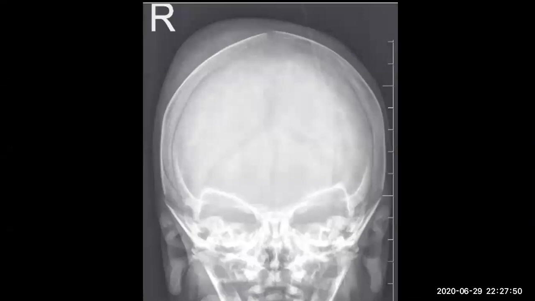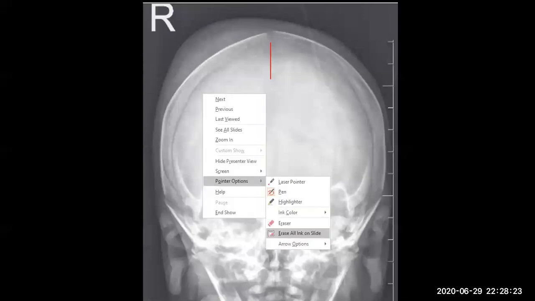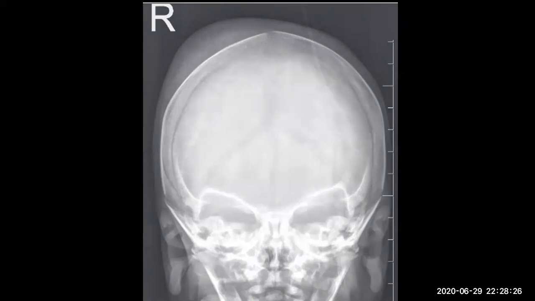Here is another patient. This is localized soft tissue swelling. It is localized and delimited by the sagittal suture, okay? So this is subperiosteal hematoma. Other name? Cephalohematoma. Okay, very good. This raises the possibility of non-accidental injury.